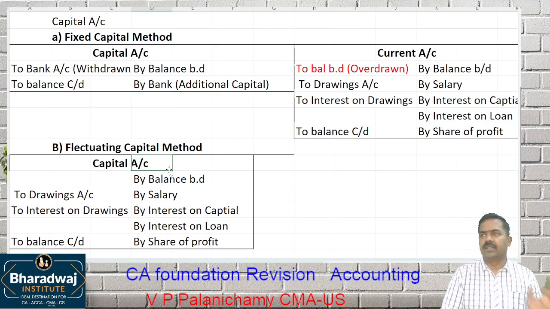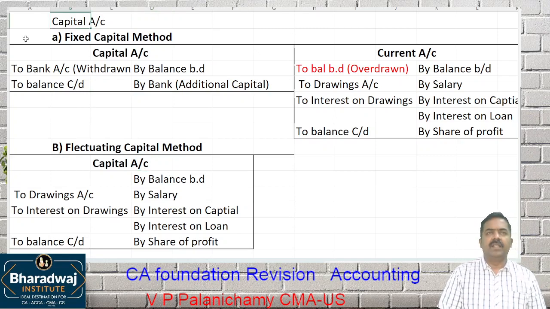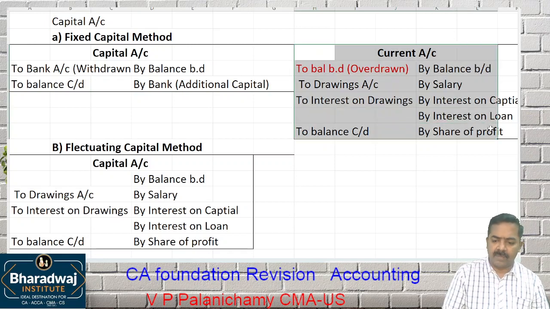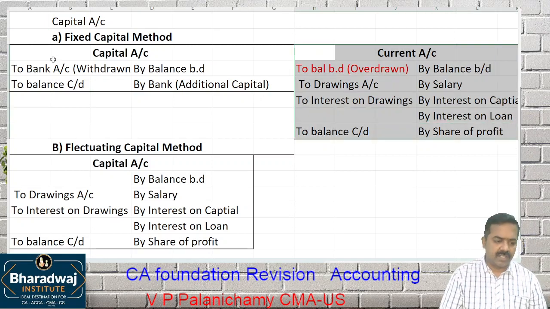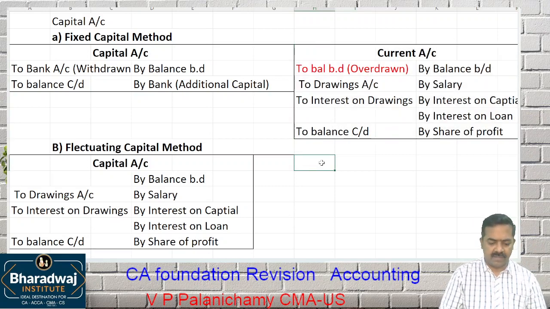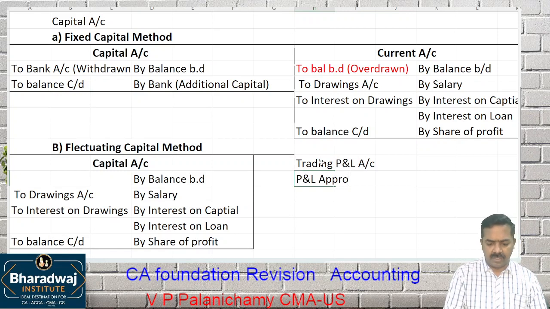Okay, this is about the type of capital account the partners maintain. In the exam question, how to identify whether it is fixed capital or fluctuating capital? Simple. If they give you a current account, they are maintaining under the fixed capital method. If no current account is given, everything is adjusted in the capital account itself. Partnerships prepare a trading account, P&L account. Then they prepare the P&L appropriation account.